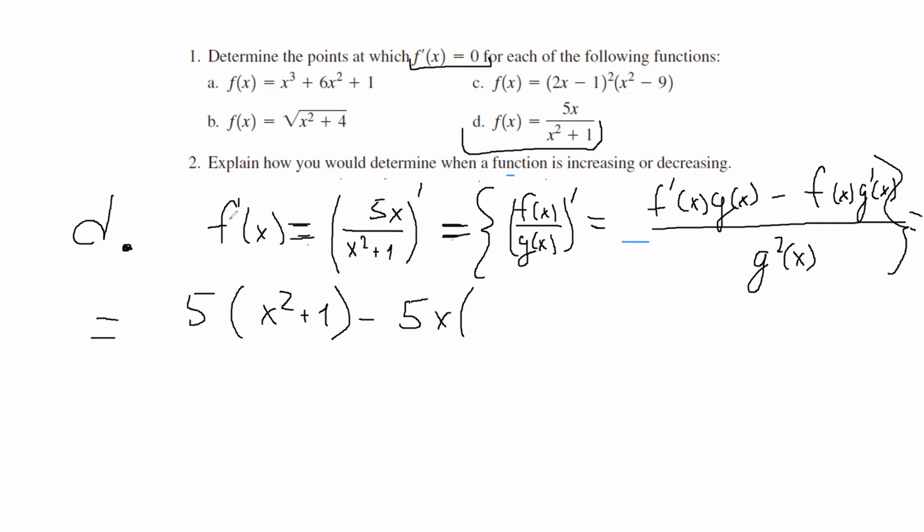So stay focused. We're looking for the derivative of an equation. Read the question: determine the points at which the derivative f prime of x equals 0 for each of the following functions. We picked function d, and now we're looking for the derivative of function d. If you look right here, it's f of x, which is 5x over x squared plus 1.